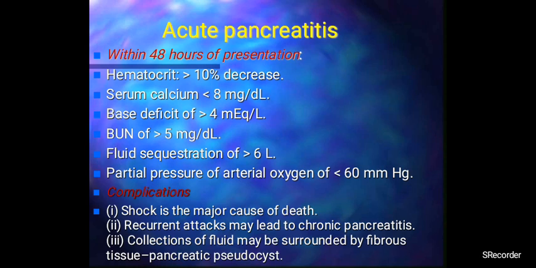Some of the expected complications of acute pancreatitis: shock is the major cause of death in acute pancreatitis, and someone should note that. Second, recurrent attacks of acute pancreatitis can lead to chronic pancreatitis. Lastly, there can be a collection of fluid that may be surrounded by fibrous tissue, which we call a pancreatic pseudocyst.